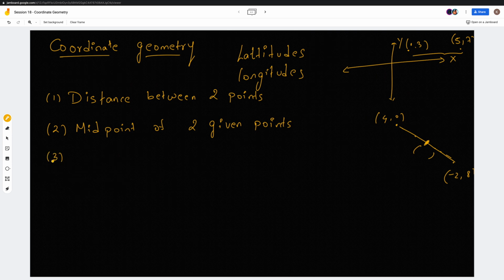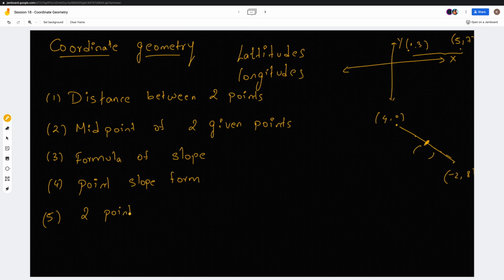The third one we are going to learn is the formula of slope. And the fourth one is point slope form. And finally, we are going to go over 2-point slope form. So these are some of the things that you're going to learn.